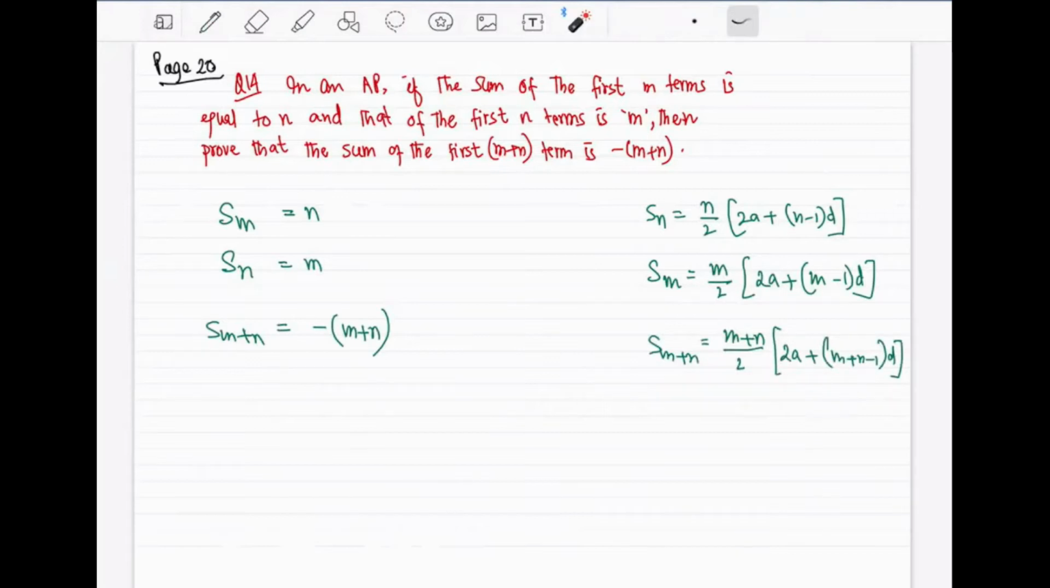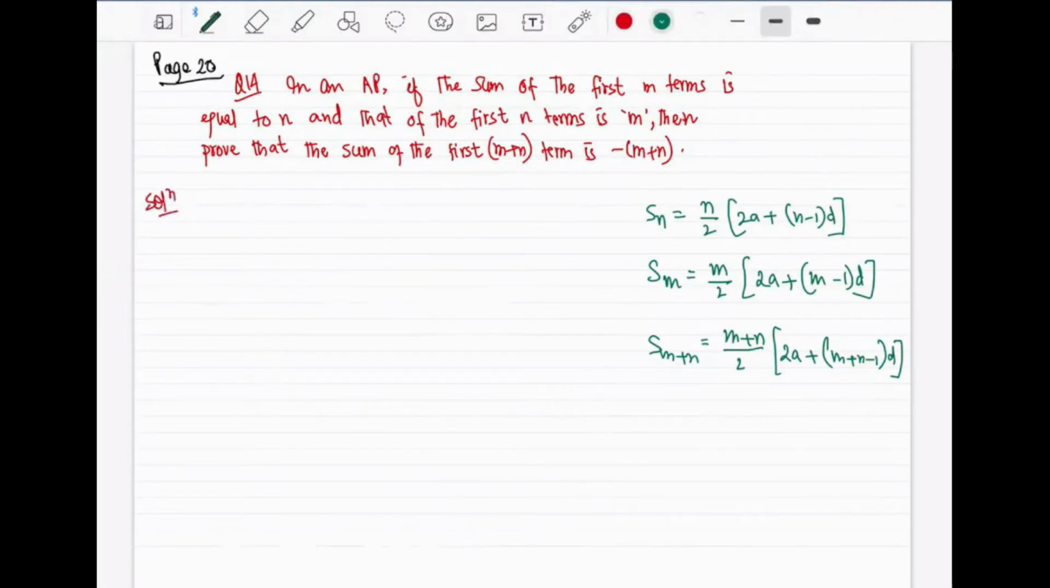The question wants us to prove that the sum of m plus n terms is minus (m plus n). This is what we have to prove. This is our goal. We have to obtain the sum of m plus n as minus (m plus n). This is the given. Okay, I believe everything is clear, right? What is given, what is to prove. Since a and d are there when we form the equation, we will first have to define what a and d are. Okay, let's start a proper solution.